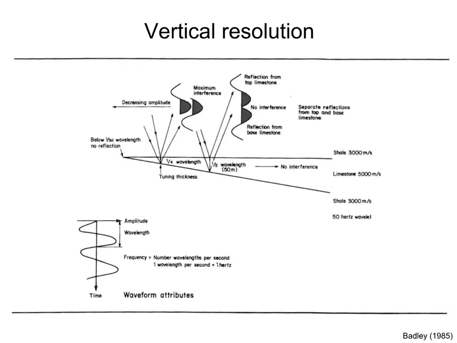The smallest or thinnest resolvable features in the vertical are about 1/4 the dominant wavelength. This figure shows a limestone wedge within shale. The frequency is 50 Hz, and the velocity is 5 km per second. Therefore, the dominant wavelength is 100 meters. The top and base of the wedge can be resolved until the distance between these reflectors is smaller than 1/4 of the wavelength, or 25 meters. At closer distances, the wedge is imaged as a single reflector.